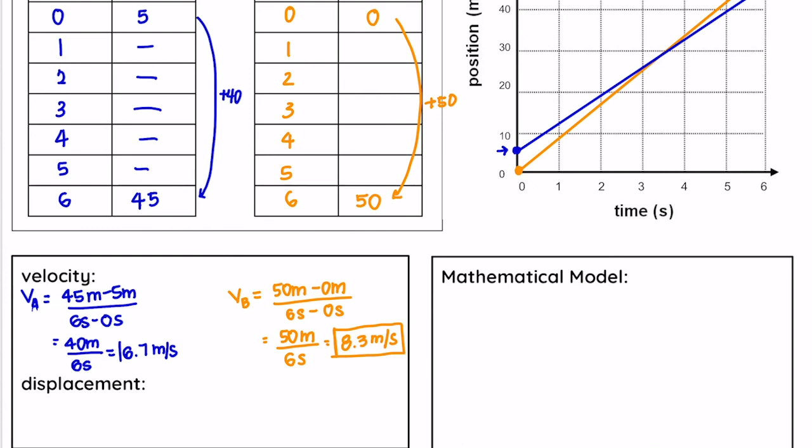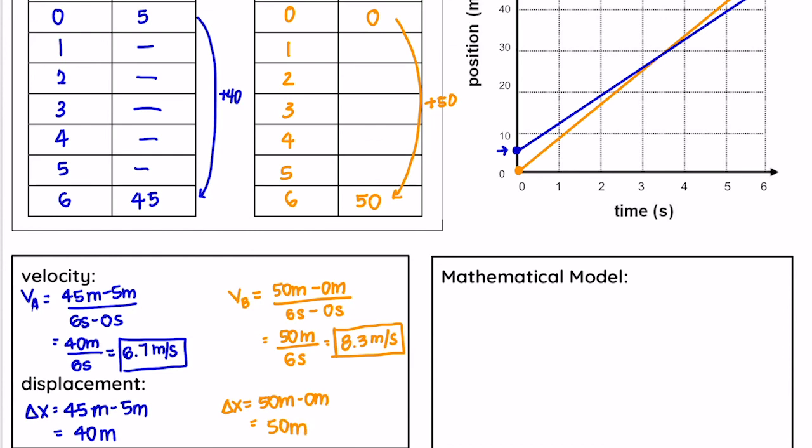Now to calculate their displacement, Allie's displacement is just going to be 45 meters, which is her final, minus her initial of 5 meters, and it's going to give us 40 meters, which was stated in the problem, and so we're just double checking our work. Now delta x here, 50 meters, final position minus initial position is going to be 50 meters, okay?